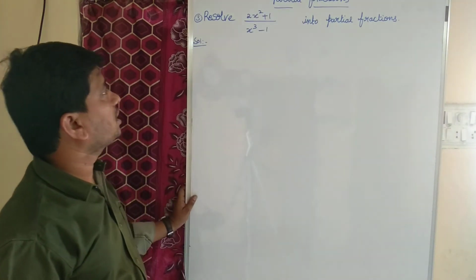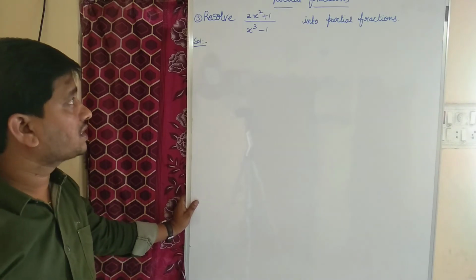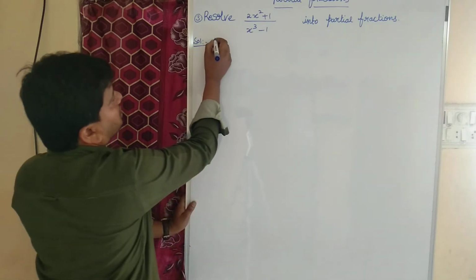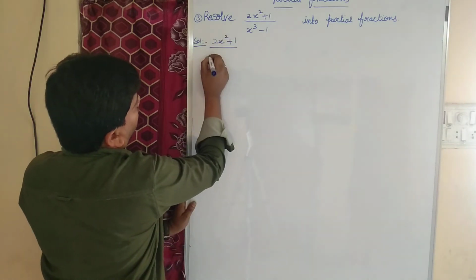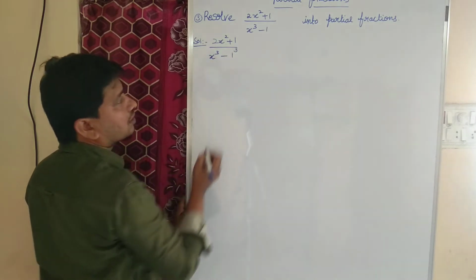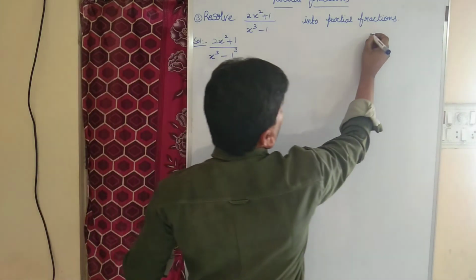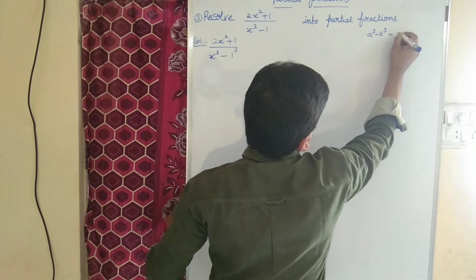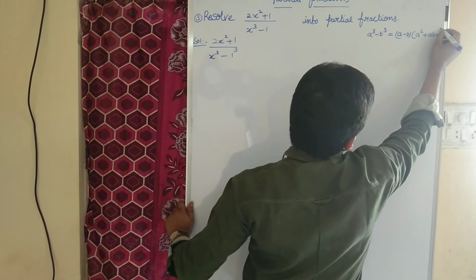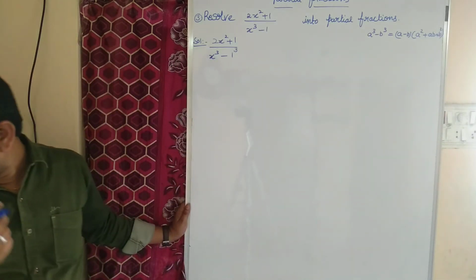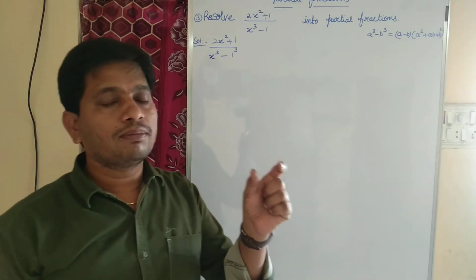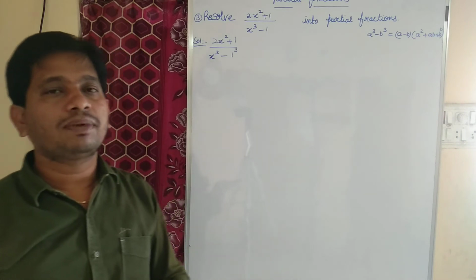Now coming to problem number 3: resolve 2x square plus 1 by x cube minus 1 into partial fractions. So our general equation is 2x square plus 1 by x cube minus 1. 1 I can write as 1 cube, right? Now which is in the form of a cube minus b cube. What is the formula? a minus b into a square plus ab plus b square. Is it clear? What is the formula of a cube minus b cube? a minus b into a square plus ab plus b square.